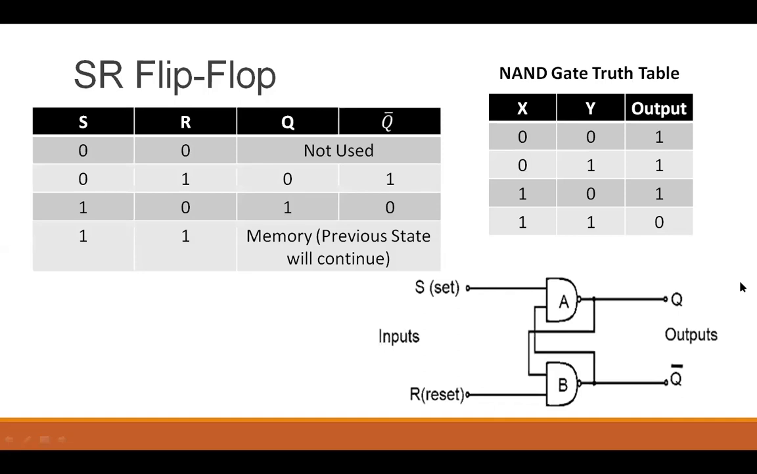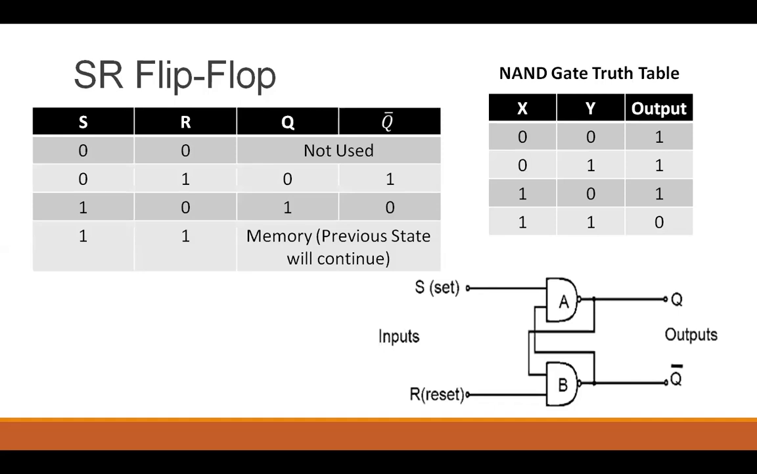The SR flip-flop using NAND gate is in front of you. You can see that we cannot use 00 here because it would cause a problem of Q and Q complement being the same, which cannot be. The set and reset bit, if S is 0, Q is 0, if S is 1, Q is 1, and if S and R both were set to 1, 1, the memory state was there, means whatever the previous state of Q and Q complement is, it is going to continue.